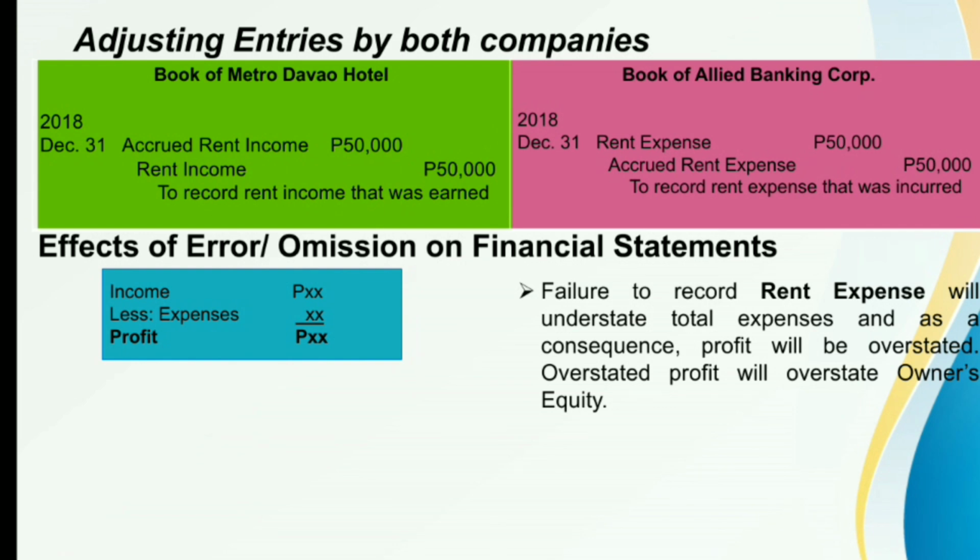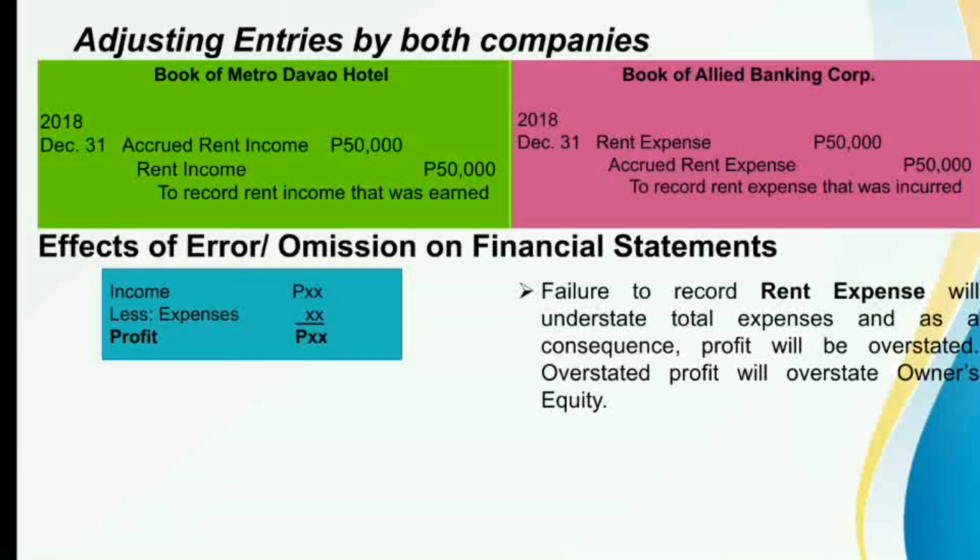Kung hindi tayo nag-prepare ng adjusting entry on December 31, 2018, etong rent expense of 50,000 pesos, hindi ito kasama sa magiging expenses ni Allied Banking Corporation. So, mas maliit yung magiging deduction kasi nga hindi kasama yung rent expense. And since mas maliit or understated yung deduction from the income, so in effect, mas malaki or overstated yung magiging profit.